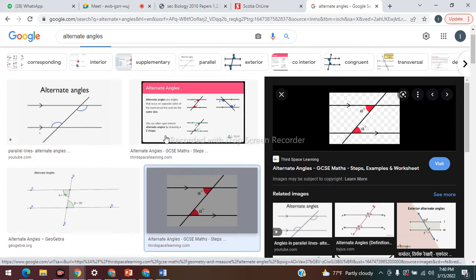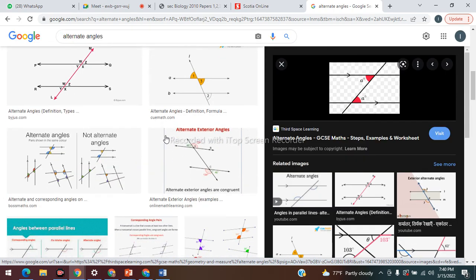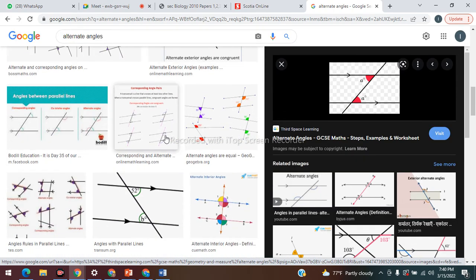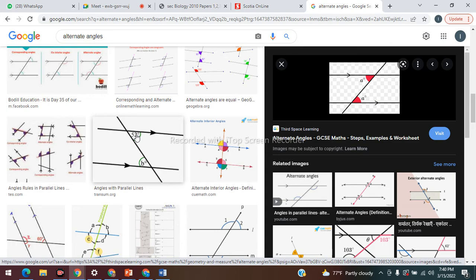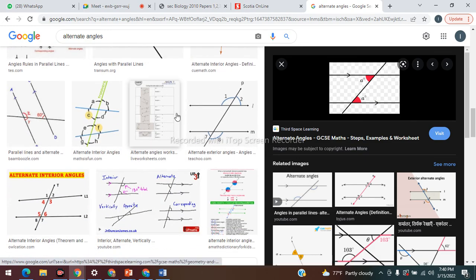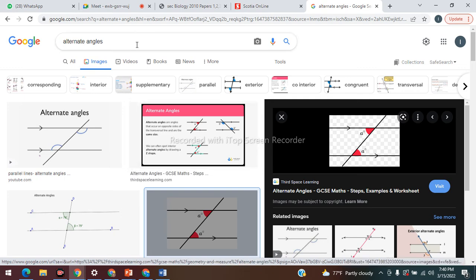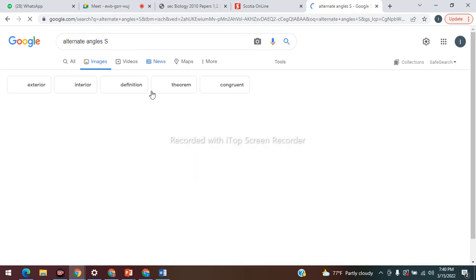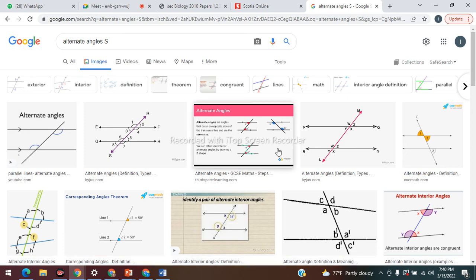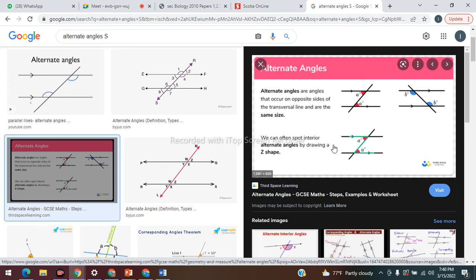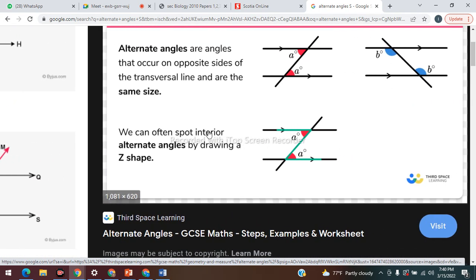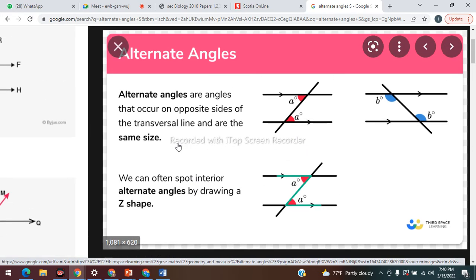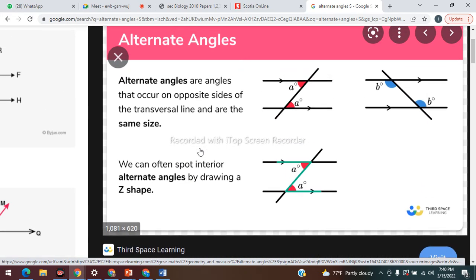What else do we have? Where else do we see it? I want them to actually form the S. No. This is also it. You have to draw the S. Yeah, I know, but sometimes in certain pictures they have it. You say that's a Z. Yeah, it's a Z really. Okay, I think this is very good. This one draw it in for us. Good. It's a Z shape. We can often spot interior alternate angles by drawing a Z shape.